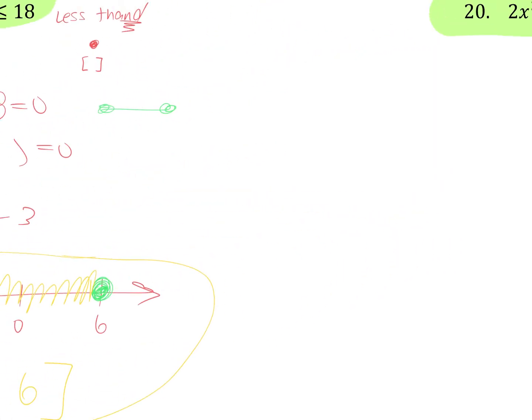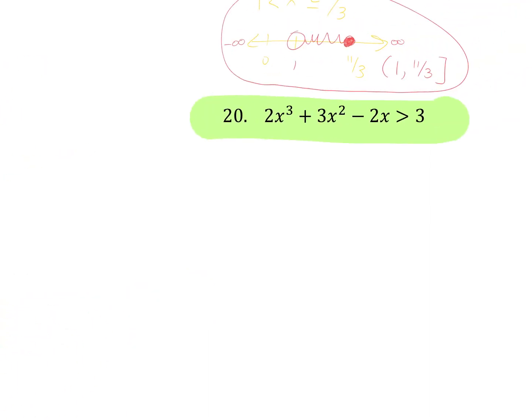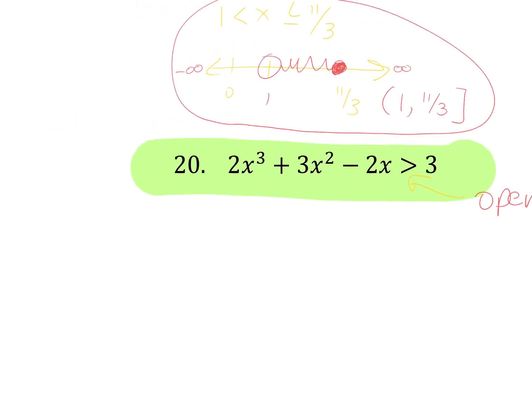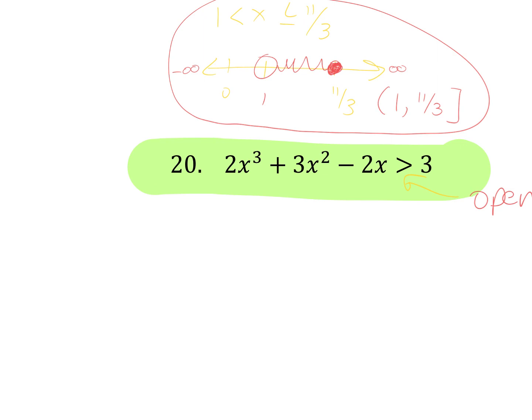Like this last one. If I don't get through it, I will finish it on the video. This is non-linear because it's cubic. That just means we're going to have how many different critical points? 3. All right, so at each one of the critical points, what kind of circle am I going to have? It's going to be open, so I'm going to be using parentheses. But now let's just treat this like a normal factoring problem. I'm going to move the 3 over. So I have 2x cubed plus 3x squared minus 2x minus 3 equals 0.